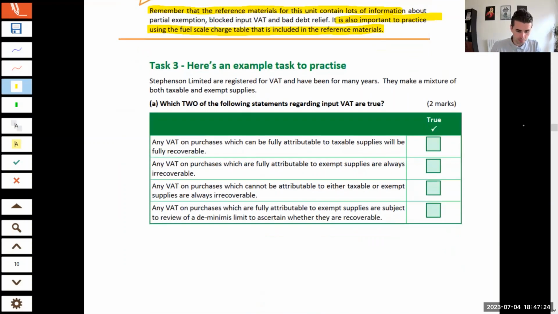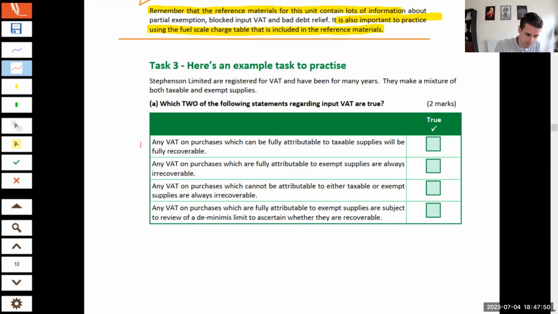Let's have a look. Stevenson Limited are registered for VAT and have been for many years. Good for them. They make a mixture of both taxable and exempt supplies. Okay, interesting. So what do I need to do here? Well, it says which 2 of the following statements regarding input VAT or input tax are true.